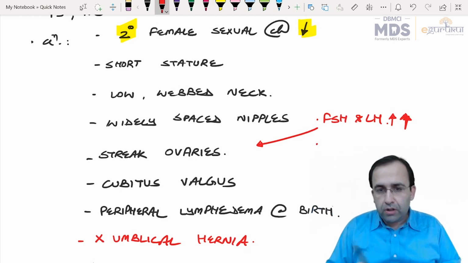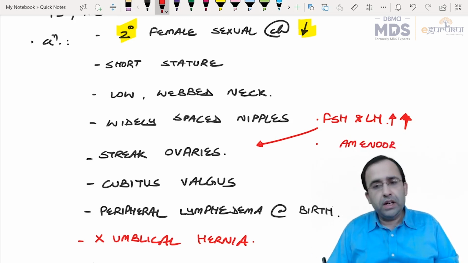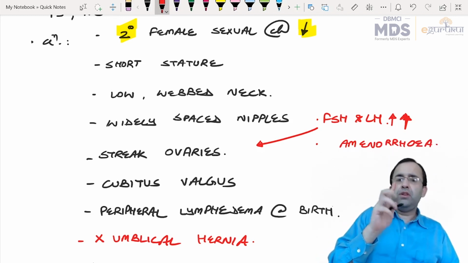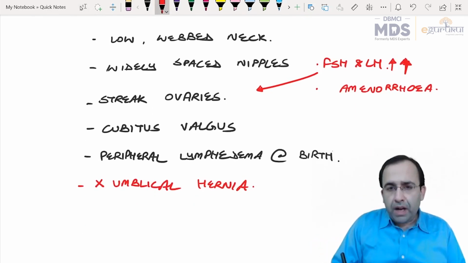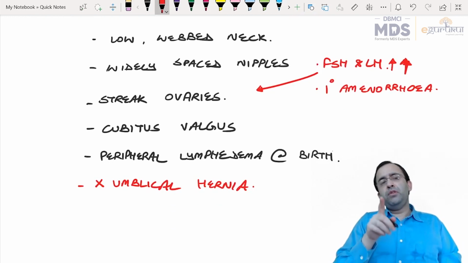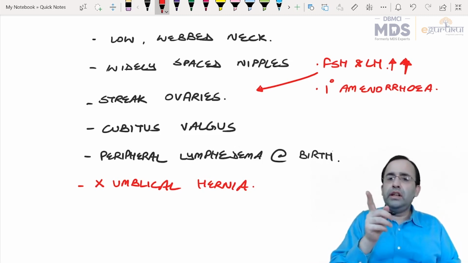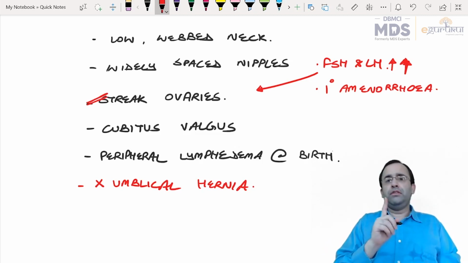Next point, because of streak ovaries, it is associated with amenorrhea. Amenorrhea means the girl is not bleeding. Which amenorrhea is this, primary or secondary? Primary amenorrhea. Primary amenorrhea means the girl has never bled. Secondary amenorrhea means the girl was bleeding but it has now stopped. So the girl never bled because of streak ovaries.